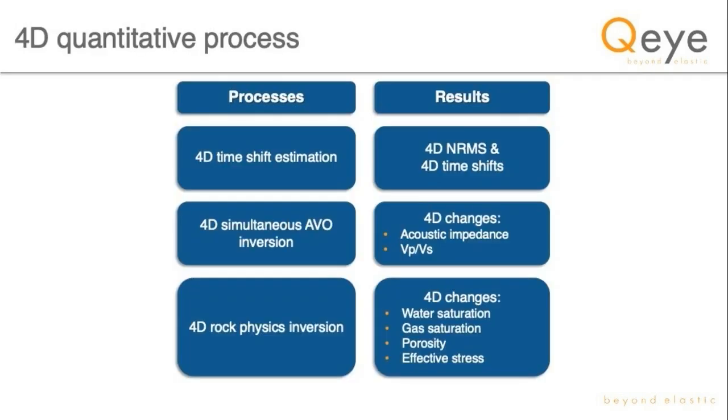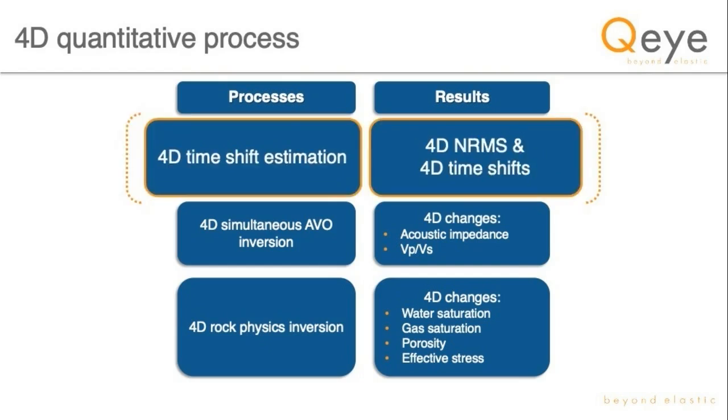So to look at the 4D quantitative process that we will go through, first of all, we'll look at the 4D time shift estimation. Very, very critical to this whole process. And from that, we get two volumes. We get a 4D normalized RMS amplitude volume, so that tells us something about the change in amplitude from one survey to the next. And then we get a 4D time shift volume, and that tells us about how we need to align the different surveys due to the production effects.